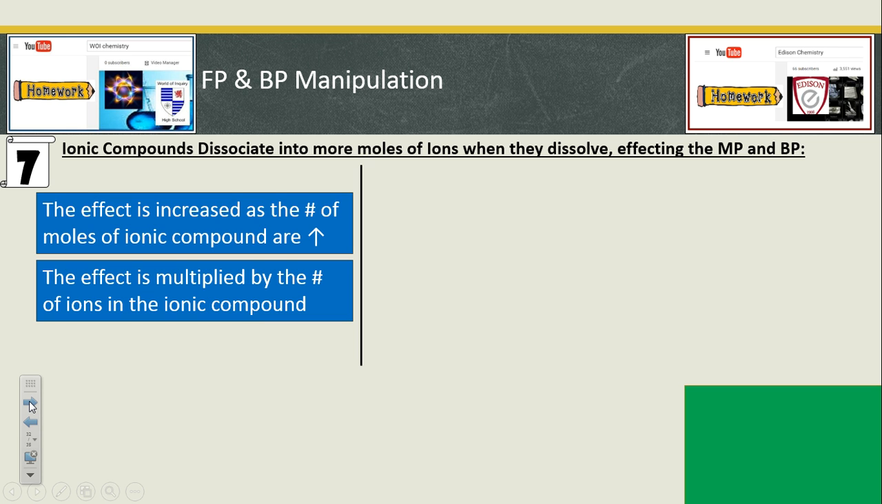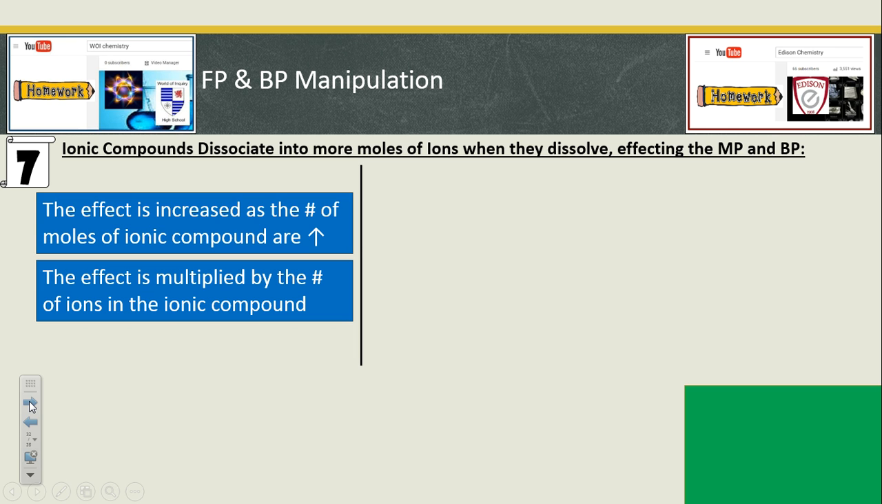Like I was saying, if the ionic compound like NaCl releases Na+ and Cl-, but calcium chloride turns into a calcium ion and 2 moles of chloride ions. So there are actually 3 total moles that are released in that particular scenario versus sodium chloride, which is only 2. So the more ions, the more the effect.